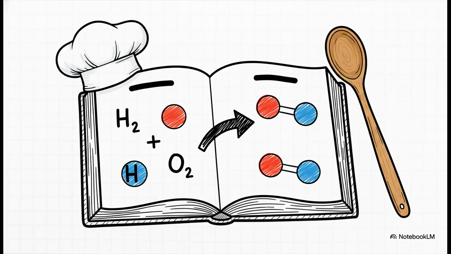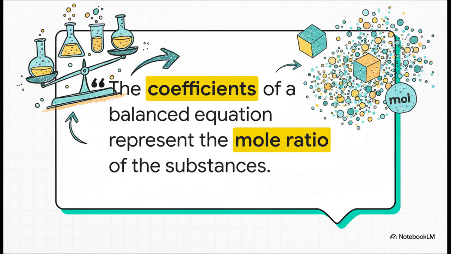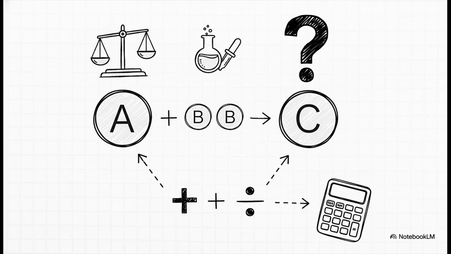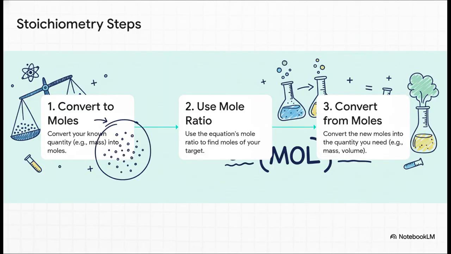Now let's see how it helps us decode chemical recipes. A balanced equation is just a recipe. Those big numbers tell you the ratio in moles. This whole process of using mole ratios for chemical math, it's called stoichiometry. And look, it's usually just a simple 3-step process. Go to moles, use the ratio, convert back.